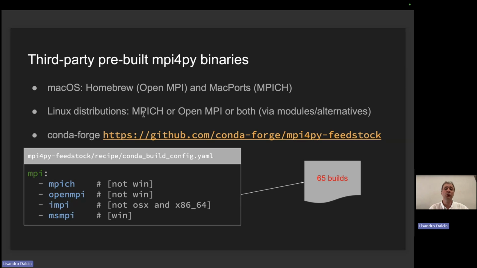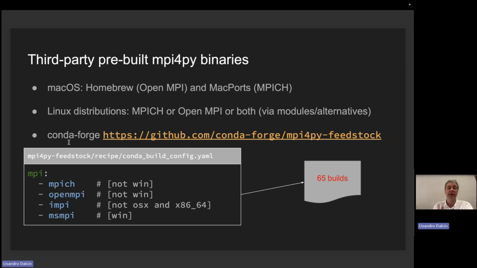In Linux distributions, well, things vary depending on implementation. In the case of MPICH or OpenMPI, or both can be supported, sometimes using modules, and some other time using alternatives. But in general, in most cases, you have to recompile or rebuild all the packages for one or the other or both.